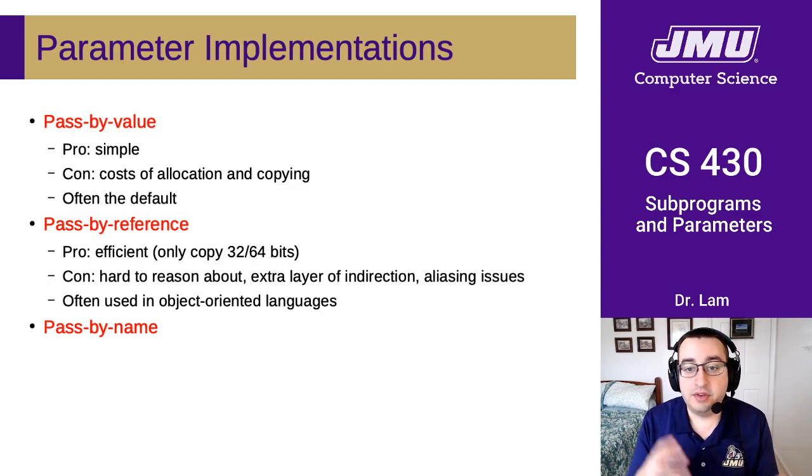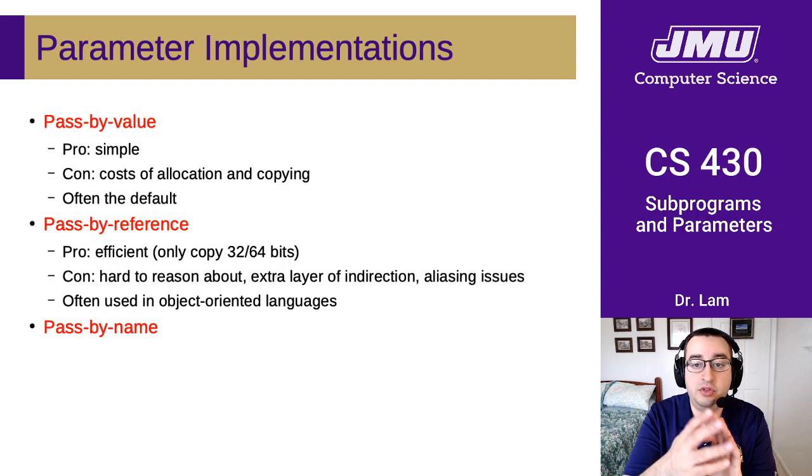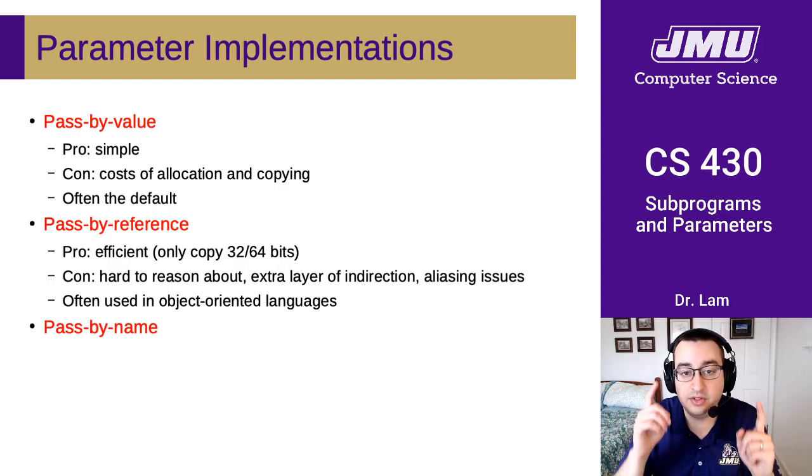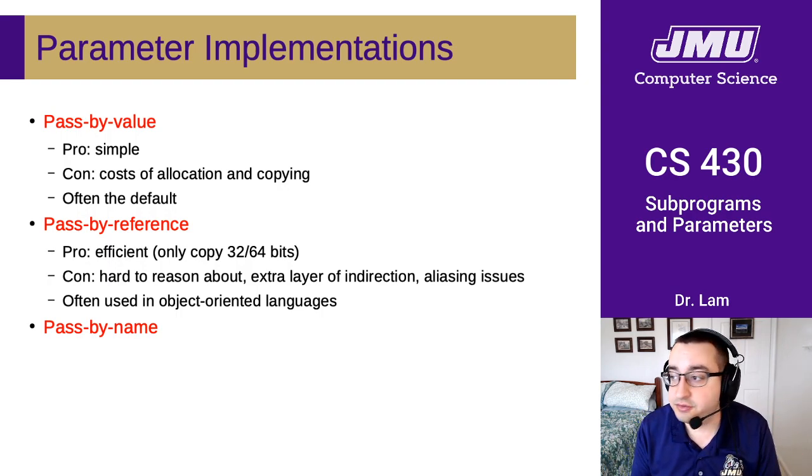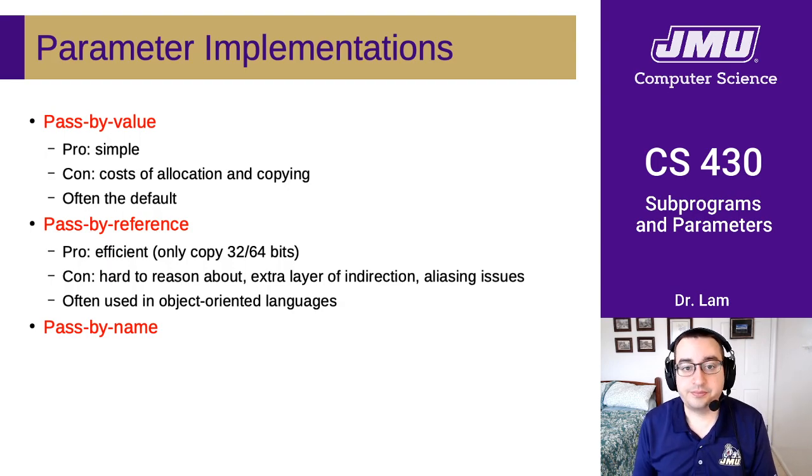It's another layer of indirection, so every access has to go through a pointer, so you have to access two different places in memory now, which increases the potential for bad cache behavior and things like that. There are also aliasing issues, so maybe you have two things that are an alias for each other, and that's hard to detect sometimes. But this is attractive because it is more efficient when passing around large objects, and for that reason, it is often used in object-oriented languages.